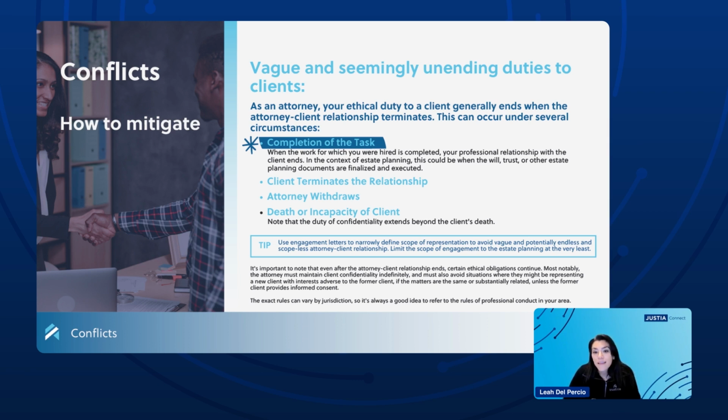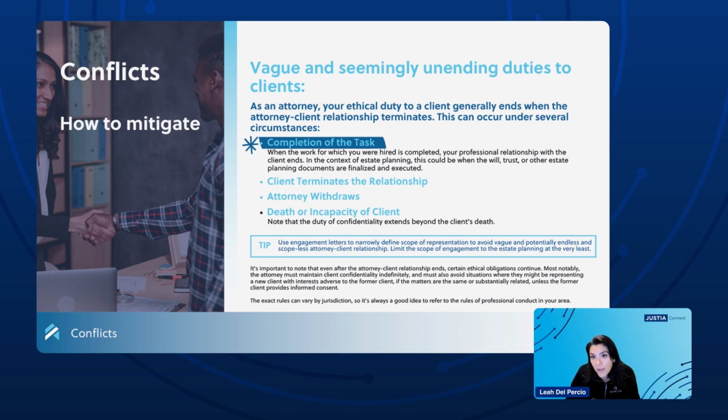Conflicts and how to mitigate them. So, now that we've talked about waivers, let's talk about how we can avoid this in the first place. And again, it goes back to those engagement letters. So one big issue that creates many of these conflicts is vague and seemingly unending duties to clients. As an attorney, your ethical duty to a client ends where the attorney-client relationship terminates.